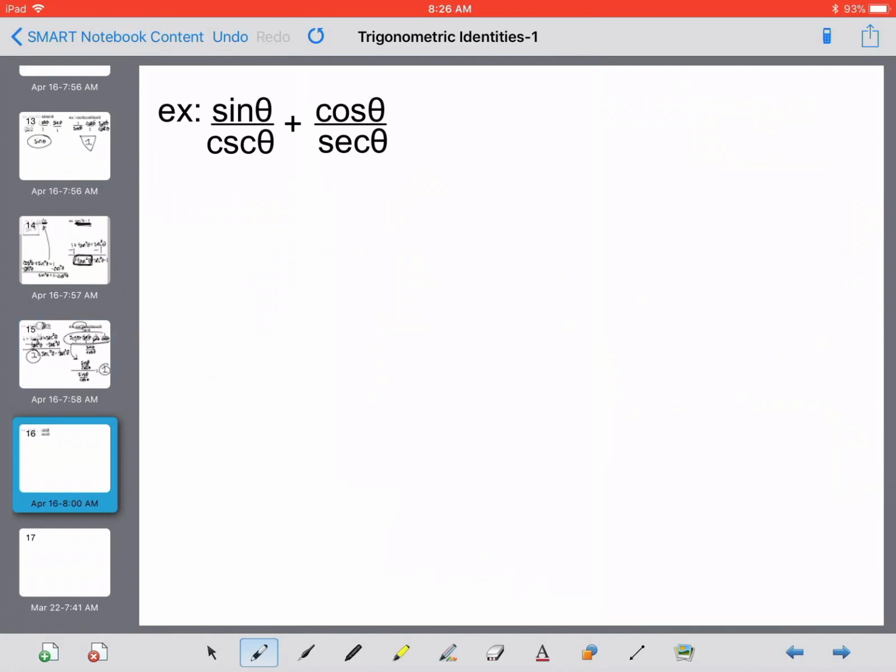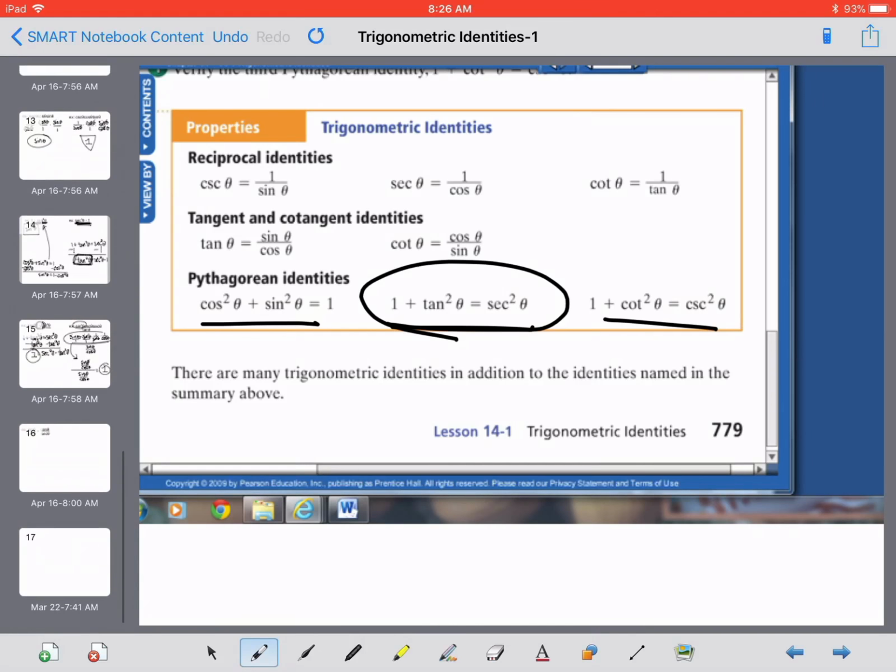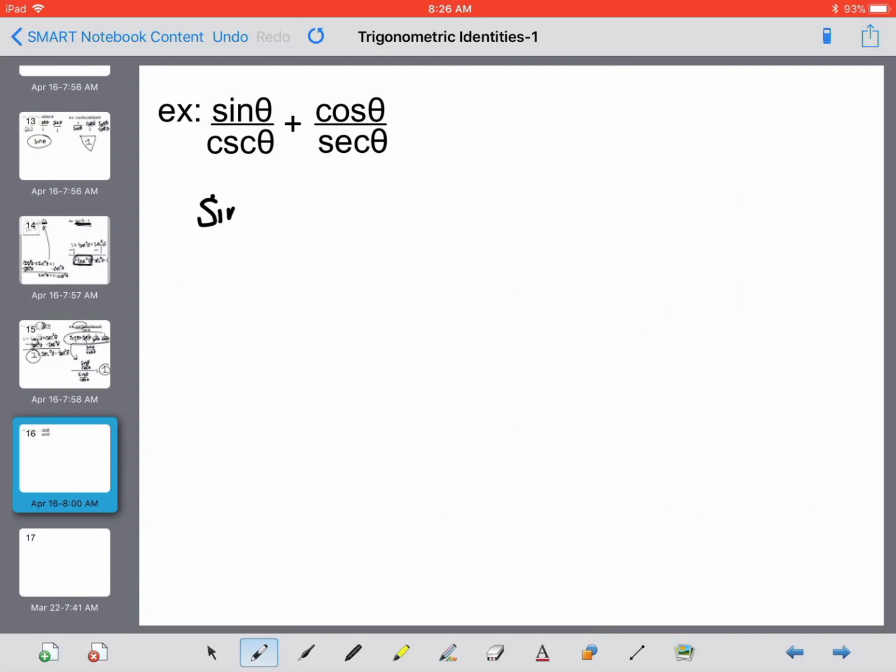Okay, I've got one more example here. All right, I've got sine over cosecant plus cosine over secant. Now, this doesn't look like a Pythagorean identity yet, so I can't really do anything with these identities. So I'm going to try to rewrite or simplify them, like the cosecant and the secant. I'm going to simplify and see if maybe it'll turn into an identity. I don't know. We'll see. So I've got sine over cosecant. So sine over 1 over sine plus cosine over the secant. Again, that's 1 over cosine.